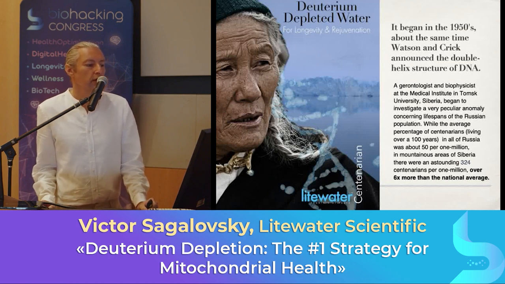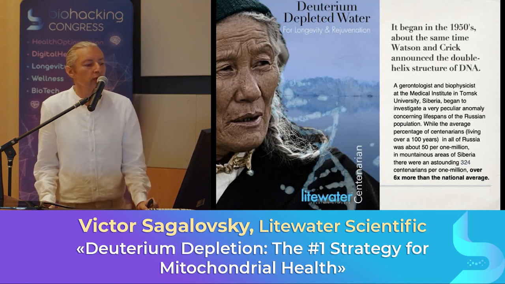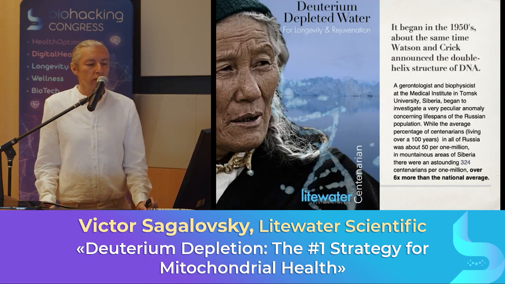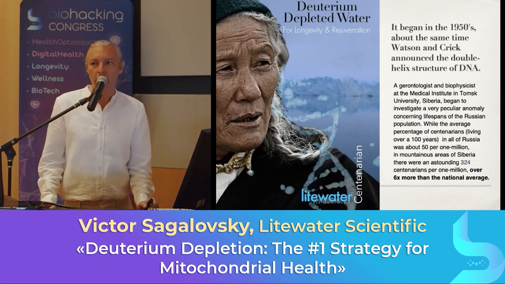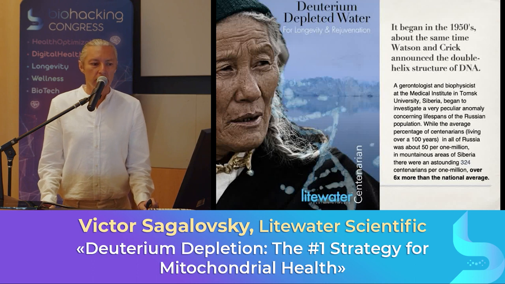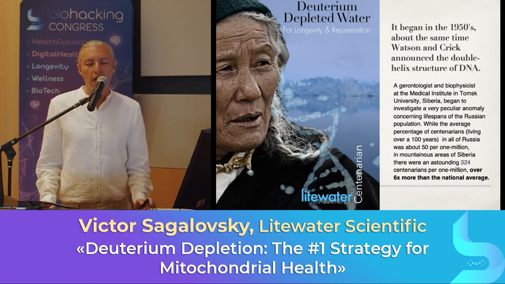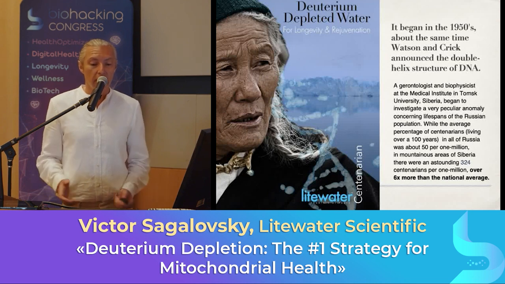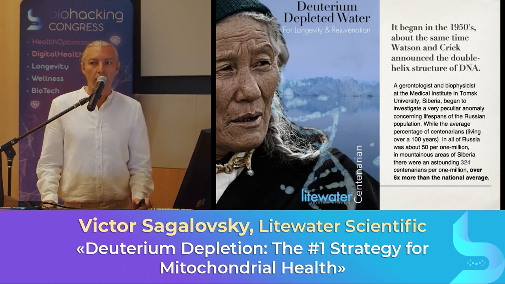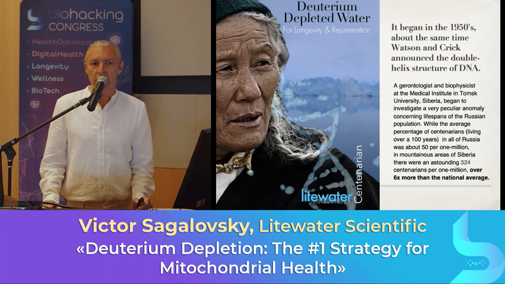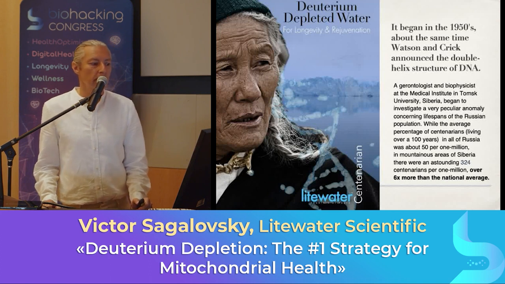And you can see over here that there were 324 centenarians per 1 million, which was 6 times more than the national average. And they were trying to figure out why these people were so long-lived and so healthy, living in such a harsh environment. And after a number of years, they figured it out because they tested everything. They looked at their diet, their lifestyle, and they looked in the water that they drank. And they saw that their water, this glacial water that they were consuming, was 16% reduced in deuterium.